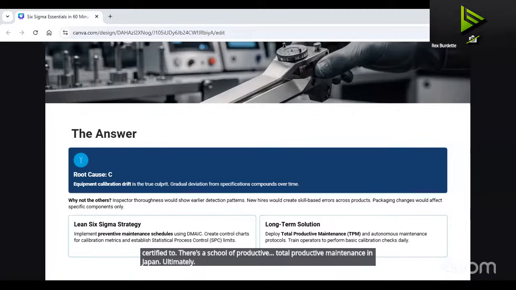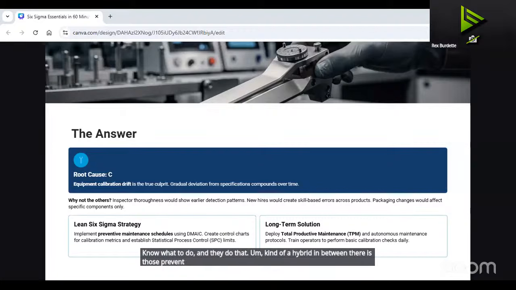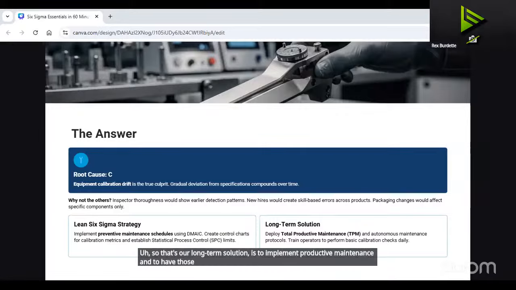Ultimately, its goal is to have autonomous maintenance protocols where the operators know what to do and they do that. A kind of hybrid in between is those preventive maintenance documents that exist at the machine and that the operator does. When he goes to use it, he checks out the preventive maintenance. He does whatever he needs to do before he uses it that day, and he checks it off. So our long-term solution is to implement productive maintenance and to have those autonomous checks.